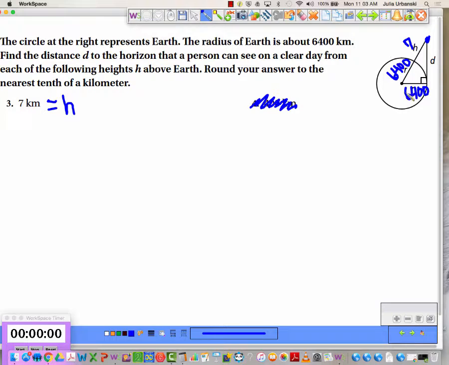So looking at this problem, here's the tangent line, there's the right angle. What is the hypotenuse equal to? 6,400 plus 7. Yes, so 6,407. That's right. Because you're standing above the Earth, so the hypotenuse is longer than the radius is. Okay, so we just do 6,407. That's the hypotenuse. We start with that when we square it. It equals the other two sides squared. D squared plus 6,400 squared.